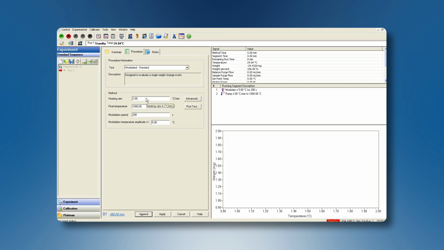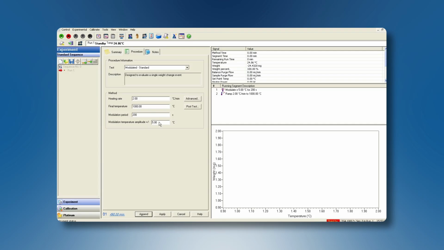The heating rate is usually 1 or 2 degrees per minute. This is the average heating rate. The final temperature is whatever is suitable for your sample. The modulation period is usually 100 or 200 seconds. And finally, the modulation temperature amplitude is typically plus or minus 4 or 5 degrees.